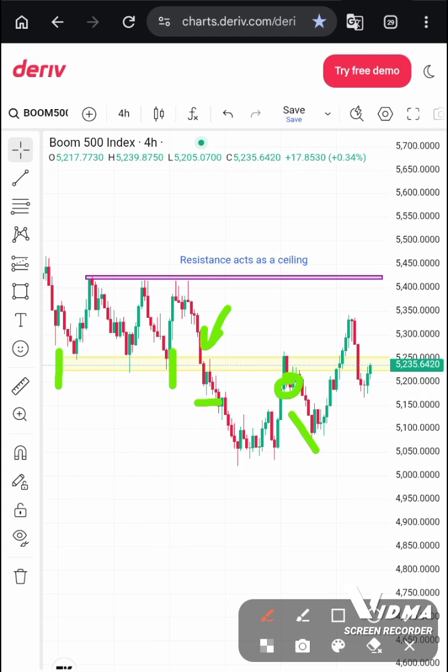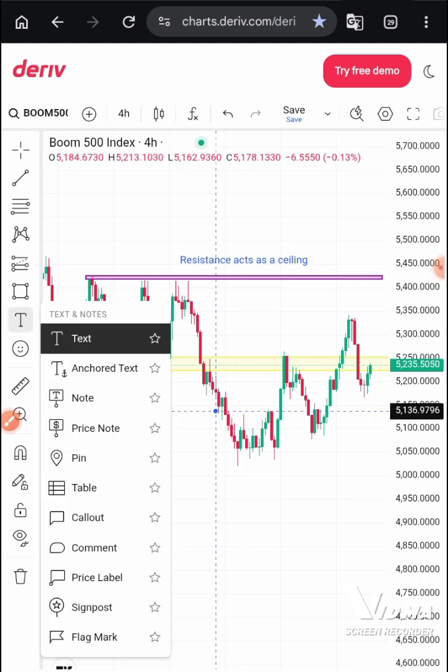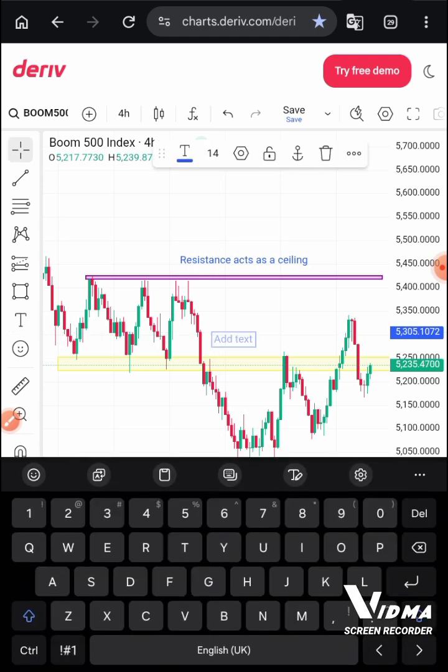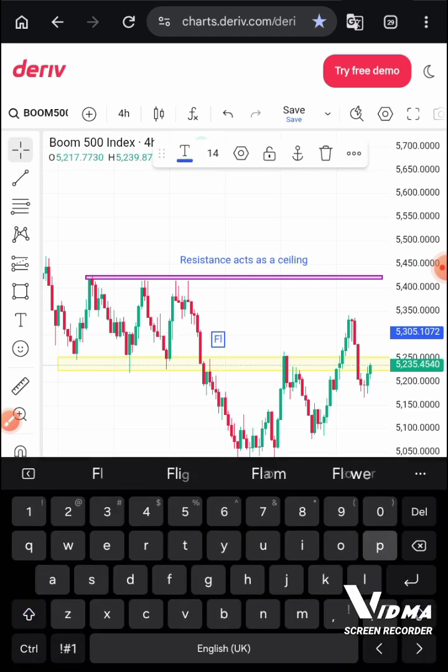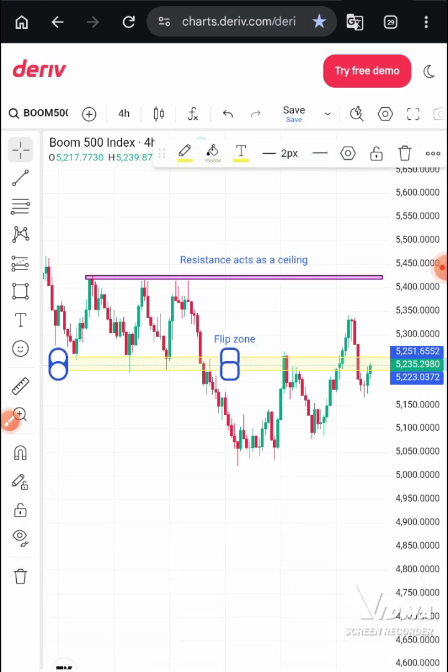So this zone here is not called a resistance or a support anymore, but it is a zone that can act as a resistance or a support. So what do we call this zone? We call it a flip zone, a flip zone where market can either go up or down. Okay, so this one here is our flip zone.